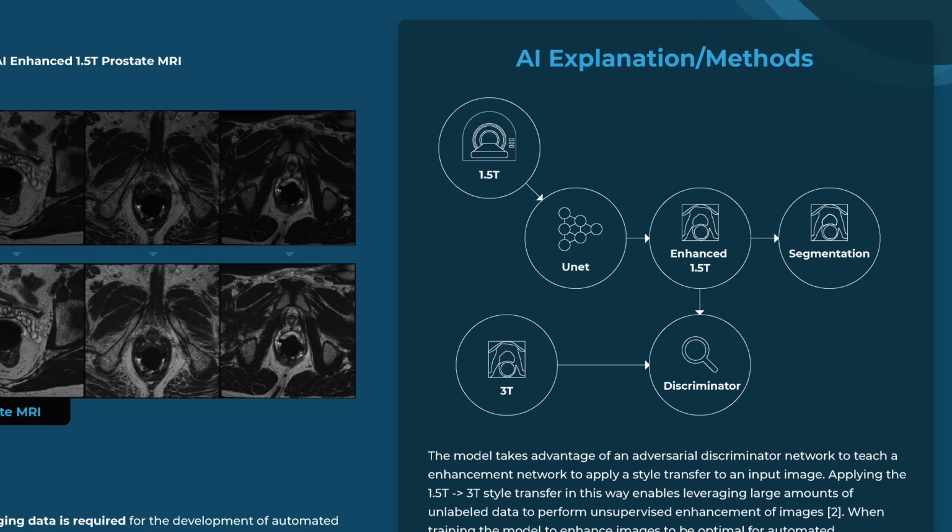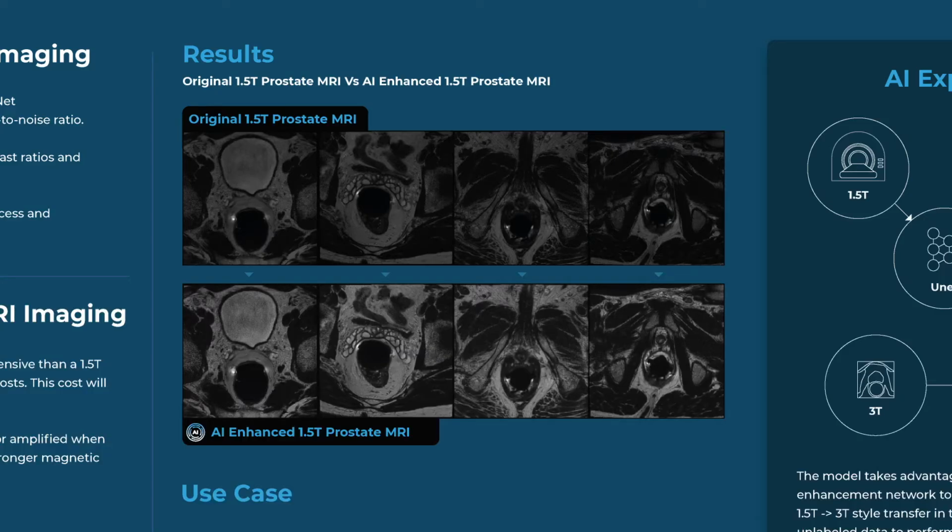Now the way that was trained is that a discriminator, a network that looks at images, was either given a real 3 Tesla MRI from a random patient or given one of these enhanced 1.5 Tesla images, and over time it was told to pick out the real versus the fake, and that helped the enhancement network slowly get better at generating artificial images. Now we can see here some examples of those enhanced images.